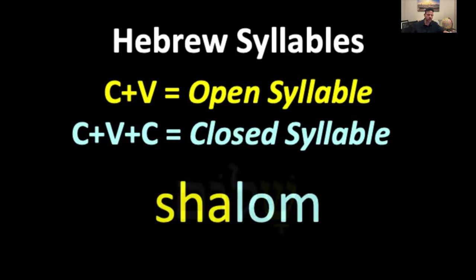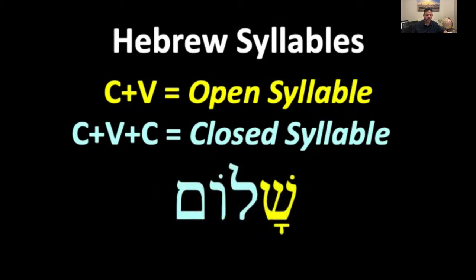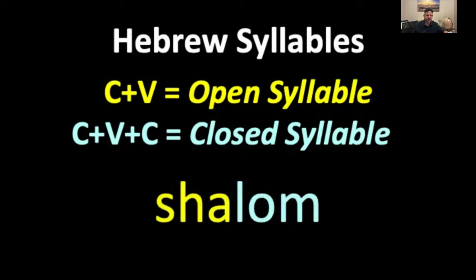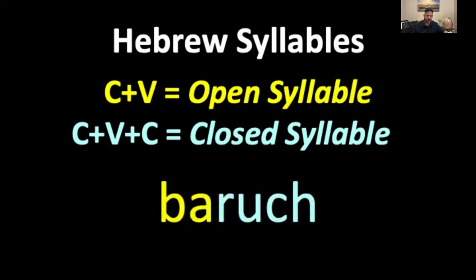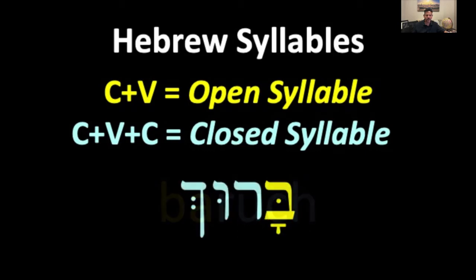Notice it starts with sha, the letter Shin, a consonant letter, and the vowel underneath, the little T-looking symbol, is a part of the nikud vocalization. Transliterated, it would be shalom. We also have other words that we use when we bless the Lord. We say Baruch. The Hebrew spelling would be Baruch, which is Ba, the letter Beit, and the kamatz underneath it.